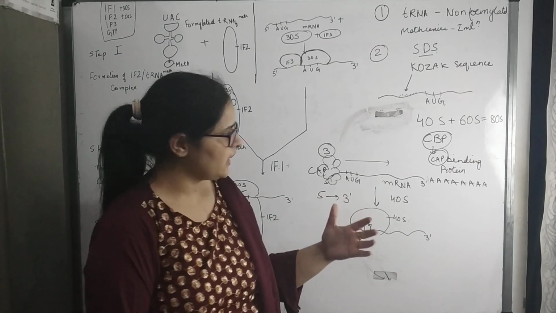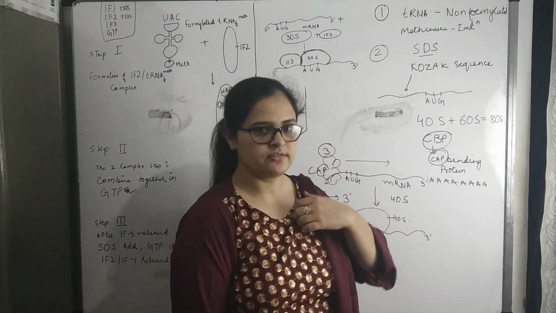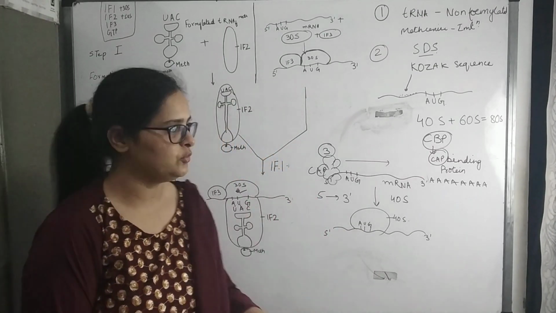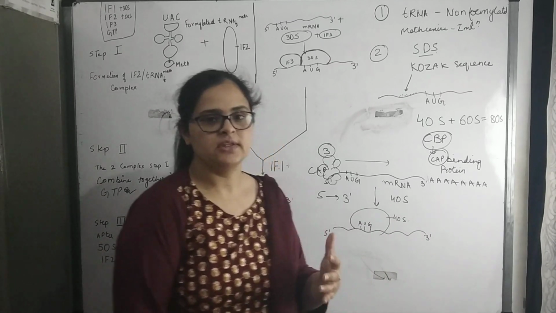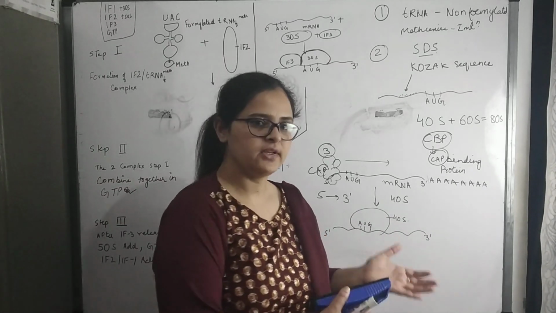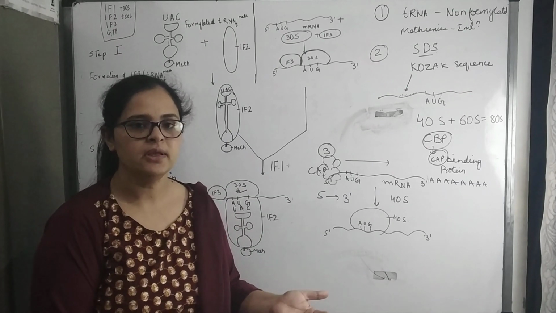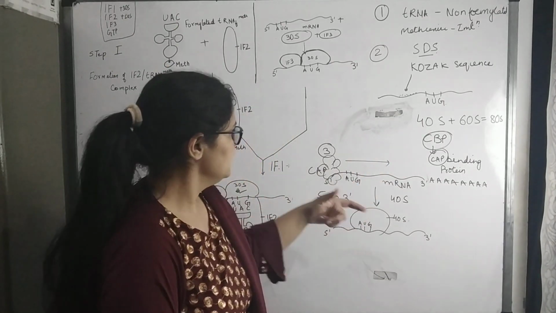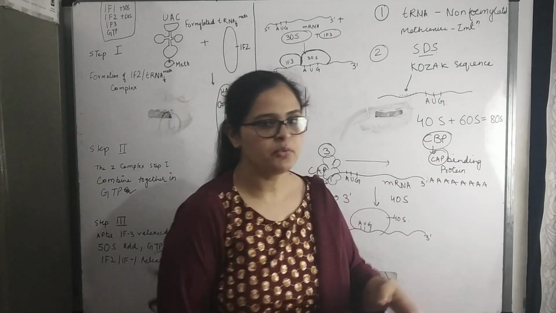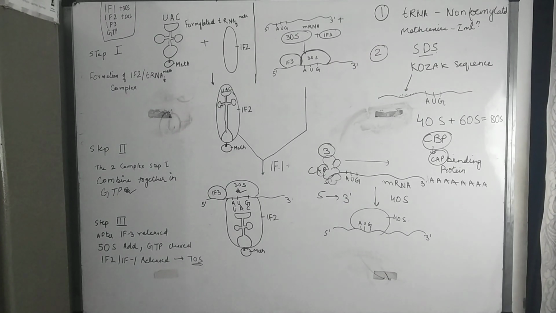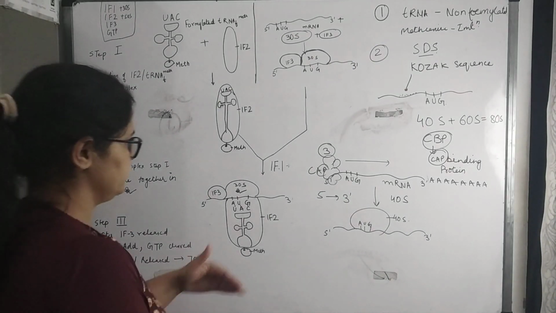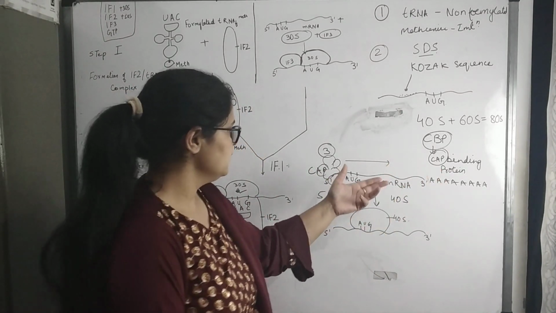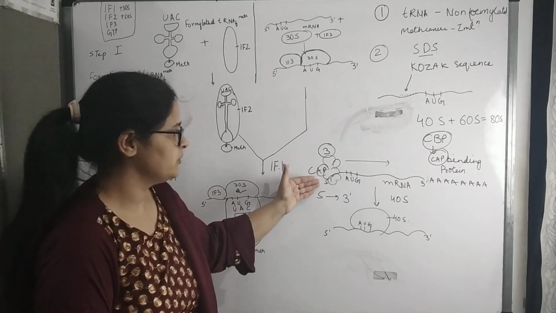Once again, in the eukaryotic system, the methionine being used is non-formylated in nature. The Shine-Dalgarno sequences present in prokaryotes are replaced by Kozak sequences in eukaryotes. Number 3: cap binding proteins are involved in the eukaryotic system. As initiation factors, they recognize the cap sequence present at the 5 prime region.